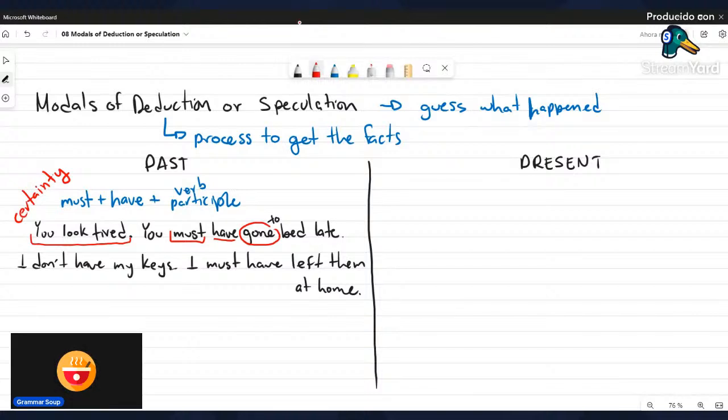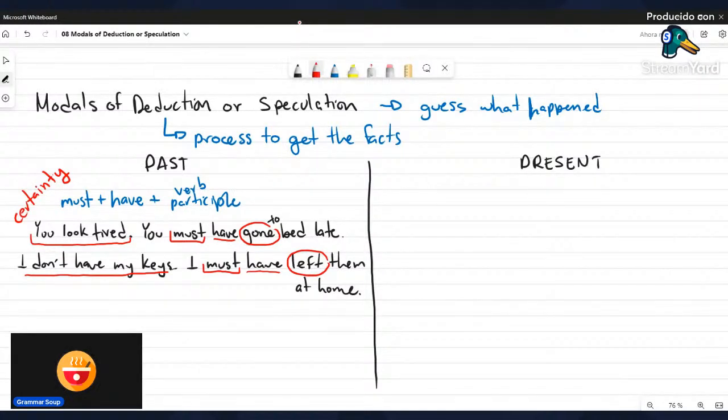Yes, guys. So as you can see here, my evidence is that I don't have the keys and I cannot find them in the car. Yes. So I can say I must have left them, right? As you can see there, I'm using the verb in participle, left, right? Remember, the present will be leave. Okay, so in here I'm making deductions.